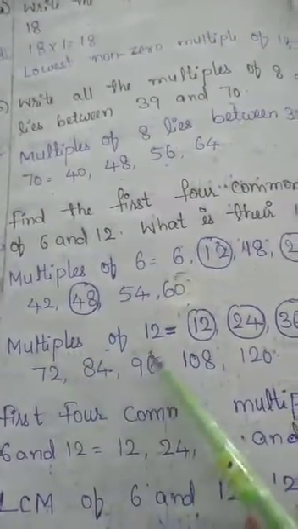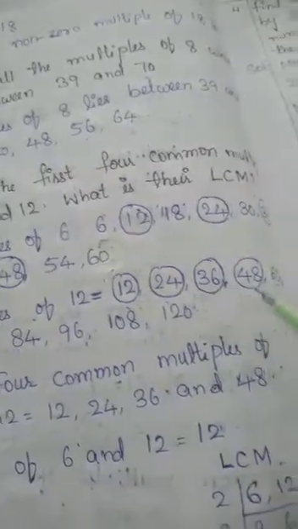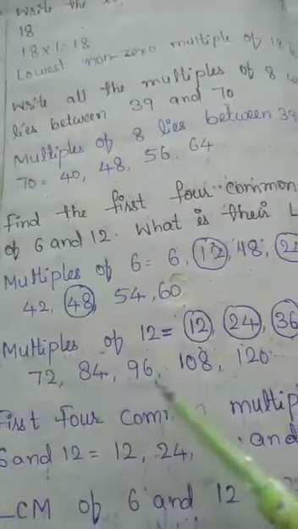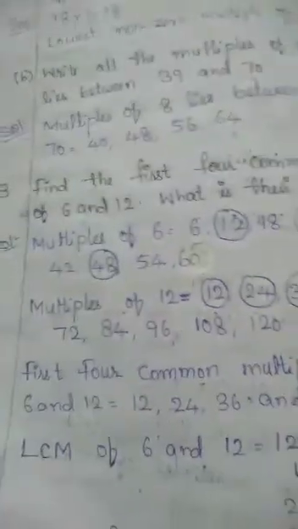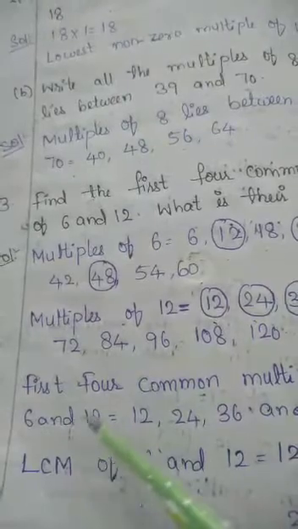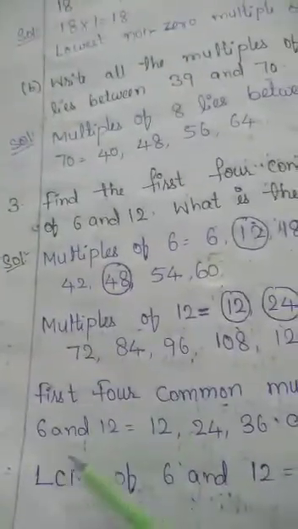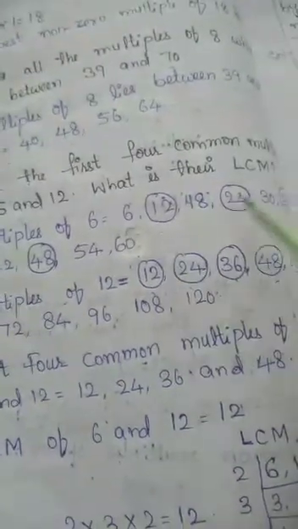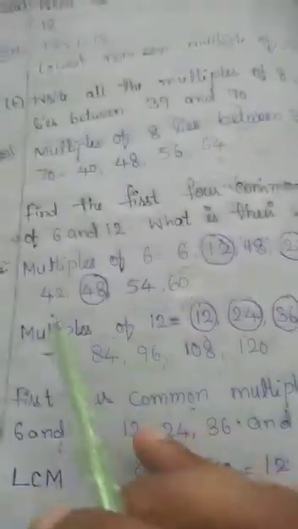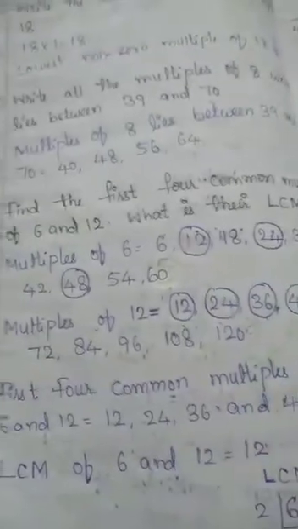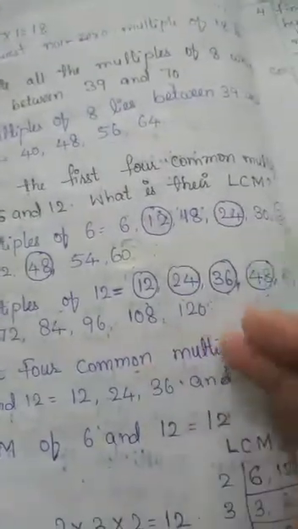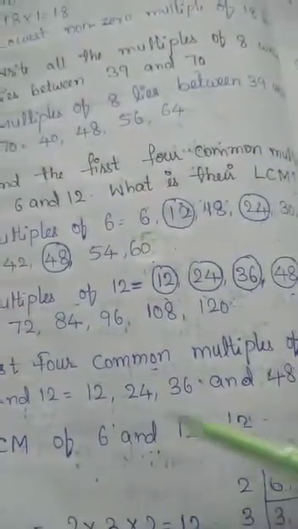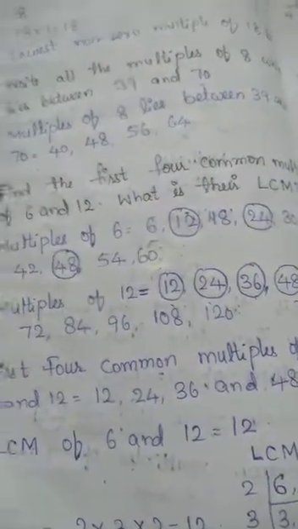Next, multiples of 12. 12 ones are 12, 12 twos are 24, 12 threes are 36, 12 fours are 48, 12 fives are 60, 12 sixes are 72, 12 sevens are 84, 12 eights are 96, 12 nines are 108, 12 tens are 120. Okay, so the first 4 common multiples of 6 and 12 are 12, 24, 36 and 48.